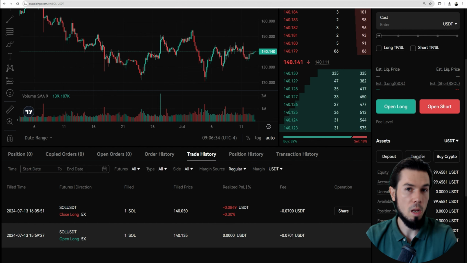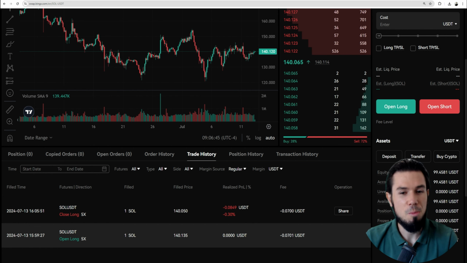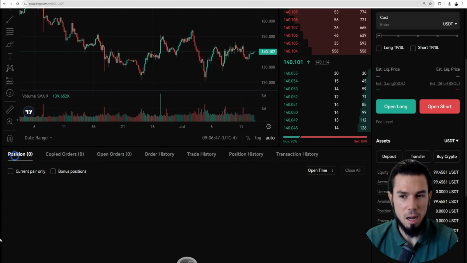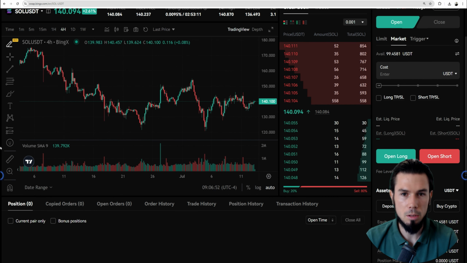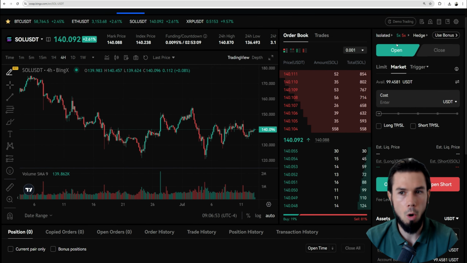right? So opening requires a fee, closing requires a fee, and if you have a loss, that's another pretty much fee, like a fee, but it's not a fee you are paying. Excuse me for that. So that's where we are, folks. 99.5 in the account. That's how you trade. Open up a long, open up a short.